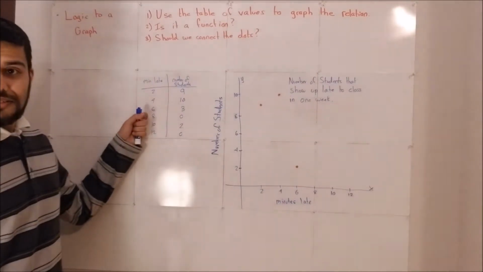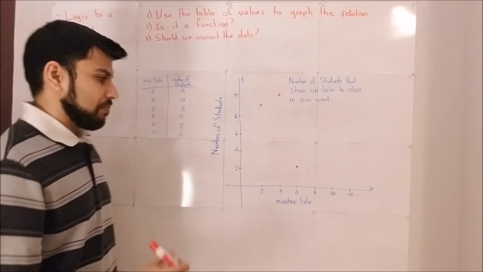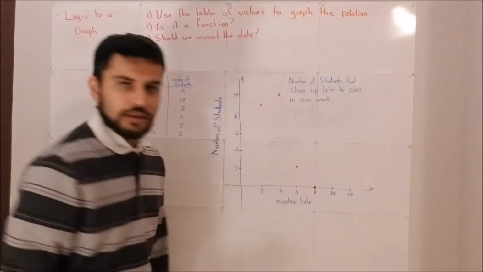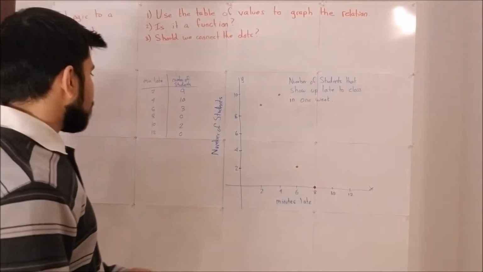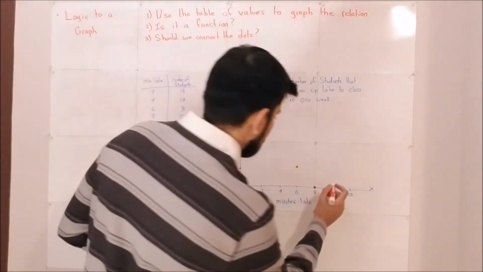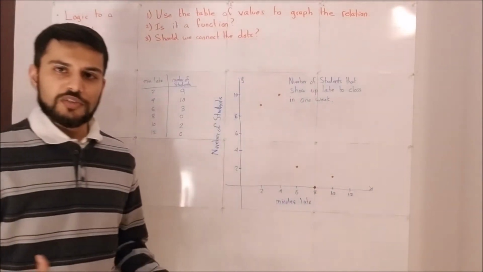At 8 minutes, there's actually nobody in that week that showed up late, so that's going to be right on the axis here. Our next point is 10 minutes late to class. There was 2 people that week. Lastly, 12 minutes, there was nobody.